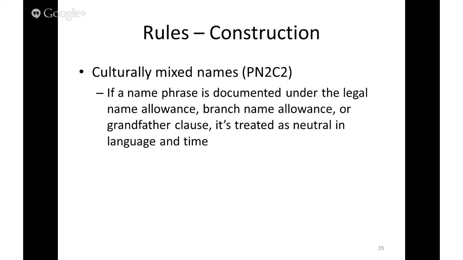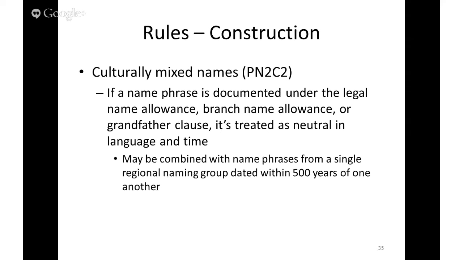Now, if a name phrase is documented under the legal name allowance, the branch name allowance, or the grandfather clause, it's treated as neutral in language and time. So if you're of the East or of Ethelmark, you can combine absolutely anything you want with that. It's considered neutral. Same thing with the legal name, same thing with the grandfather clause, which is a bit weird. Note that lingua anglica is not on this list, because lingua anglica is not neutral. It has to be a translation of something else, which is not neutral. However, you can only combine it with a name phrase from a single regional naming group.